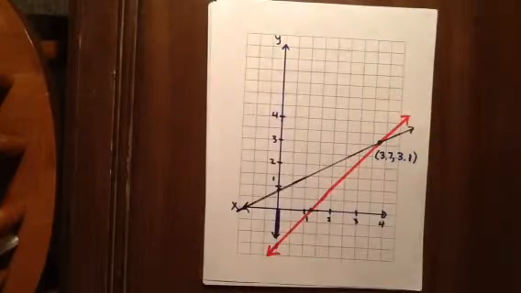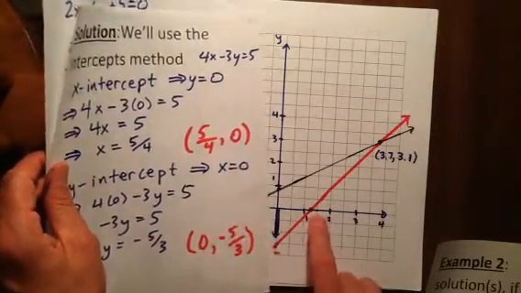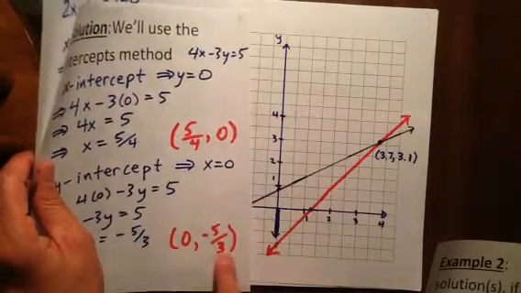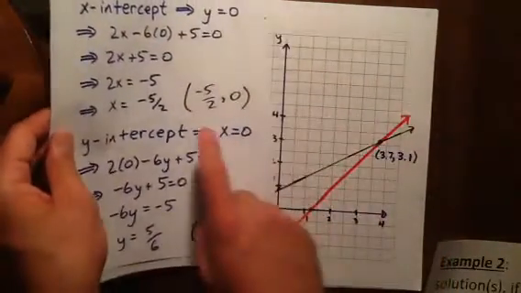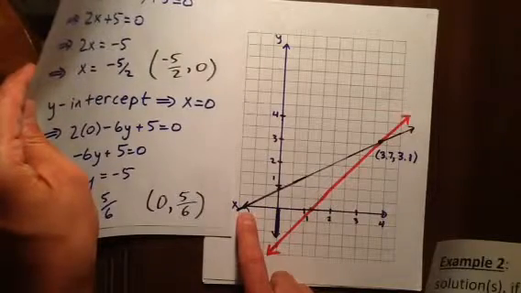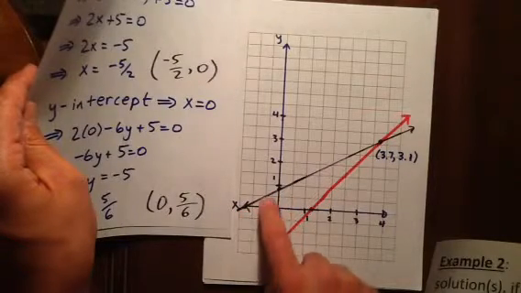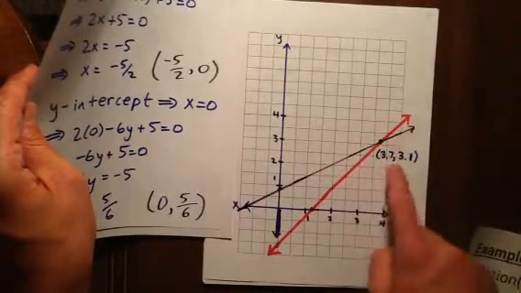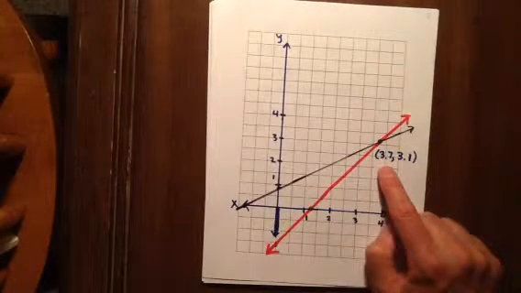So looking at the first line, 5/4, 0 is here, and 0, -5/3 is down here, and we draw a line through those points as far as we need to. The second one has an x-intercept of -5/2, 0, which is right about there, and a y-intercept of 0, 5/6, which is right about there. Then we draw a straight line through those two as long as we need to get to our point of intersection. And now we see that our point of intersection isn't going to be very precise. It's going to be an approximation.